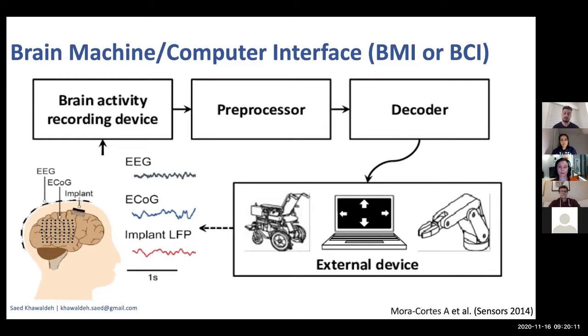So once we have done this pre-processing, we can extract features, then use a certain decoder or classifier to use these features which we extracted from these LFP signals from the brain to control a wheelchair, or a computer, or a robot arm. That's basically the general structure and pipeline of the BCI and BMI systems.